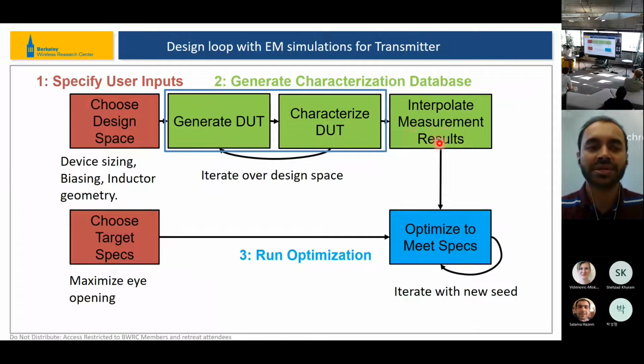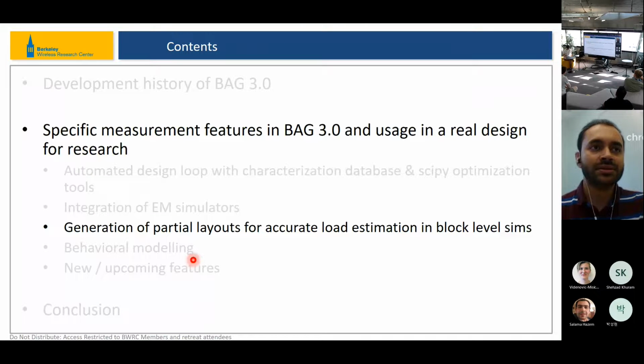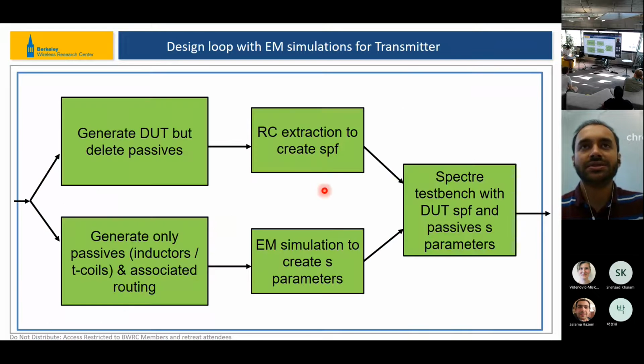So we interpolate the measurement results, and then we optimize to find the design which meets the target specs, while also consuming minimum power or whatever the design objective may be. So yeah, that was my talk about how we integrated EM simulators into BAG.